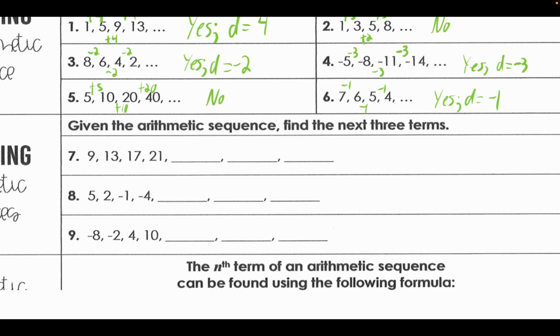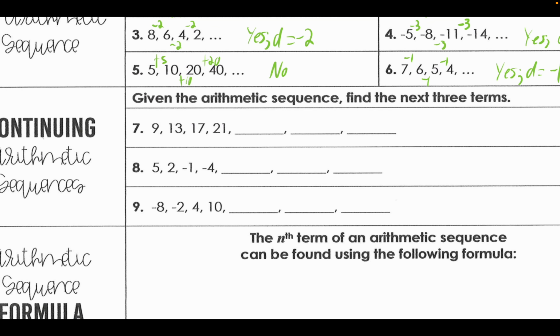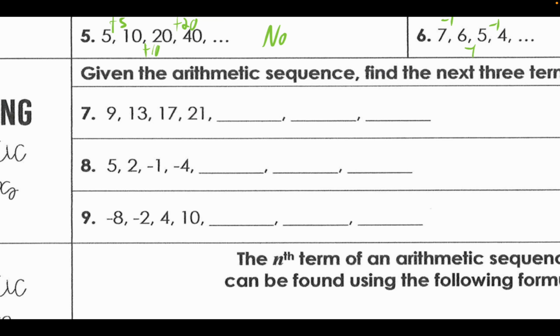So now we're going to continue arithmetic sequences. In order to continue this sequence, we have to find the common difference and then find the next 3 terms. So here, the common difference between these numbers is that we're adding 4. And so if we continue adding 4, we get 25, 29, 33. And we could keep going if we wanted, but we're only asked to find the next 3.